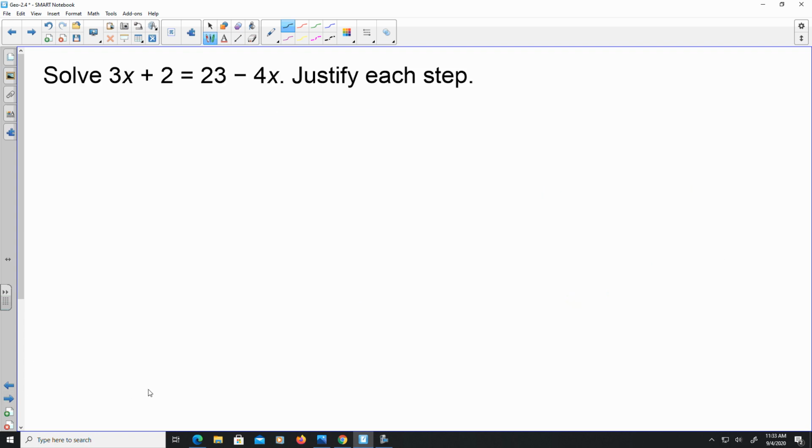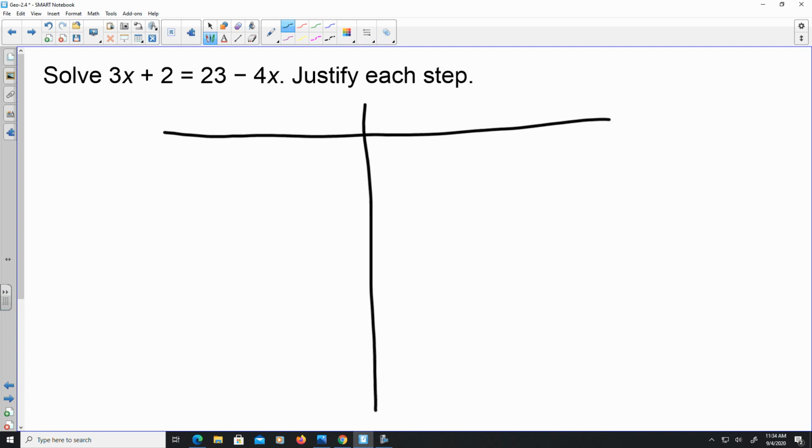So with that being said, what we're going to do with this, it says solve 3x plus 2 equals 23 minus 4x, and then you're going to justify each step. What I would like you to do is start putting it into the two column proof, because you're going to be writing that a ton as we move forward in the future. So let's keep it the same practice for this.